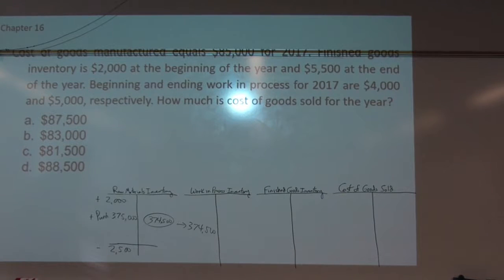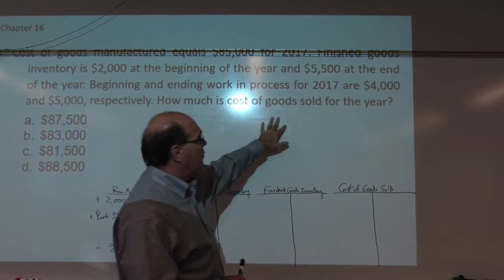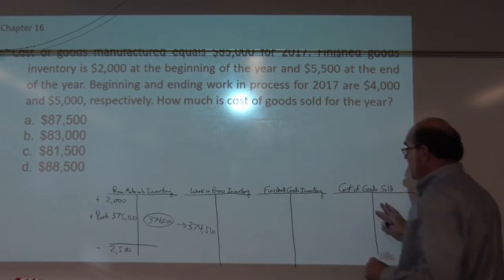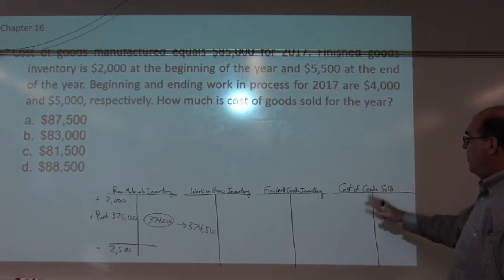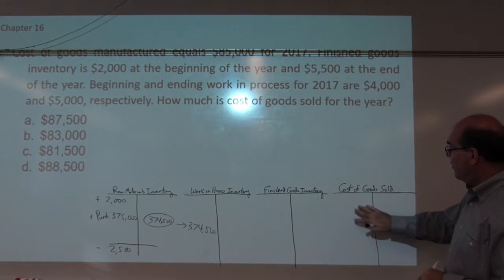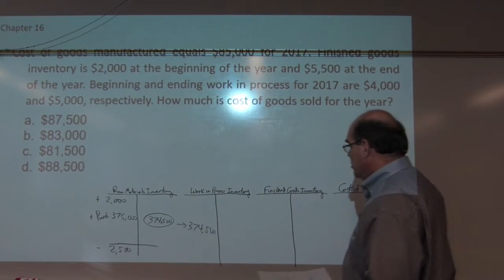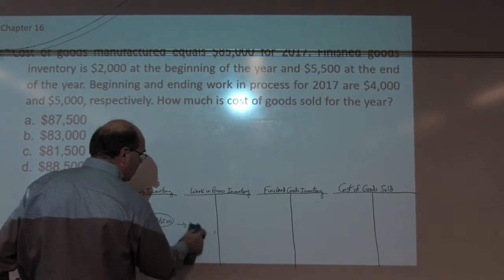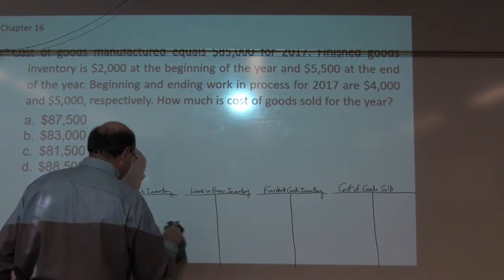The next one asks us to, what are we looking at here? We're looking at how much is cost of goods sold for the year. So now I'm over at this end. I don't have to do all the pieces. I may only be looking for something that affects one or two of these. So I'm looking for this number here, cost of goods sold. So let's erase these numbers. They're not going to be applicable. Let's just get them out of there so they don't mess up anything.